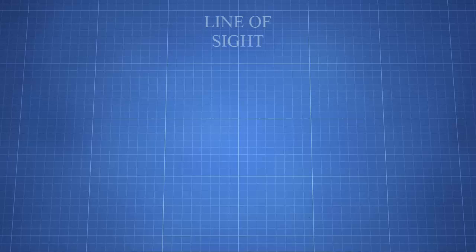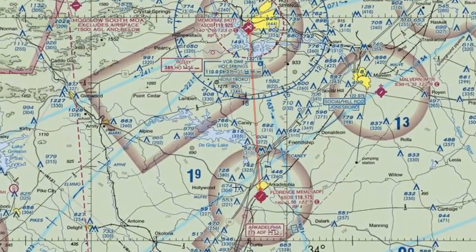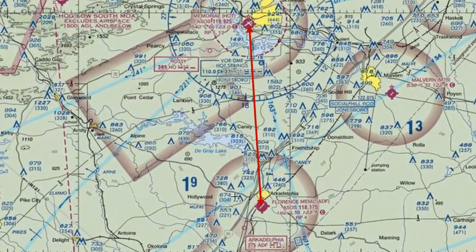Now, VOR navigation is a line of sight navigation system, meaning if we are on the ground and trying to pick up a VOR that's 40 or 50 miles away, more than likely we're not going to be able to pick up that signal until we are airborne.